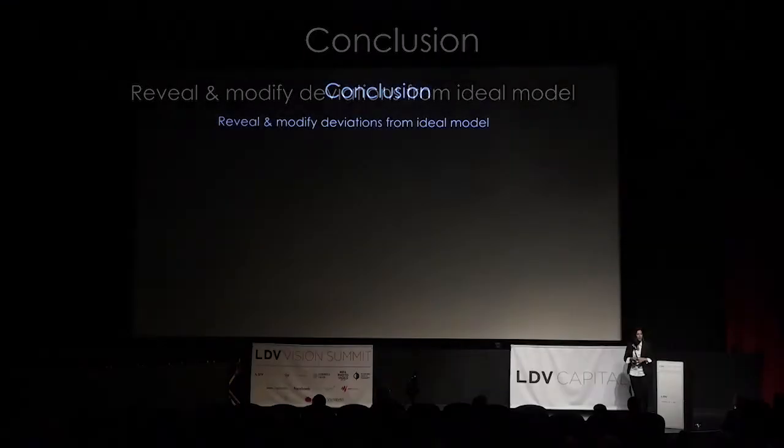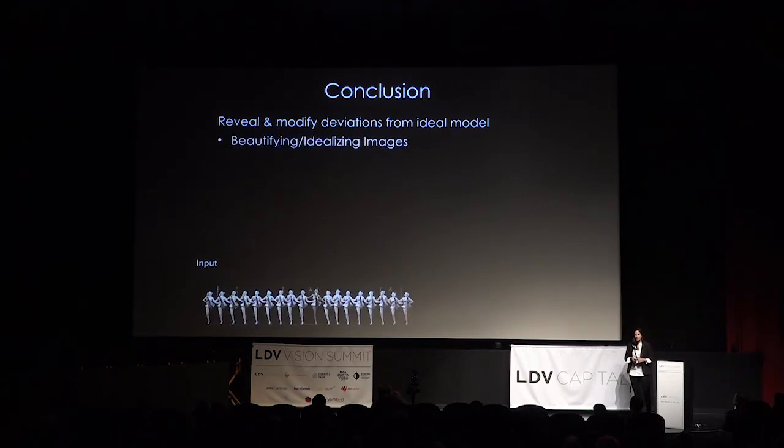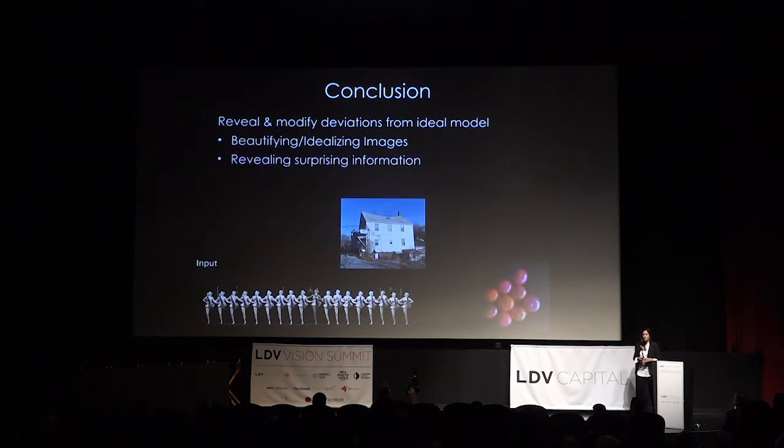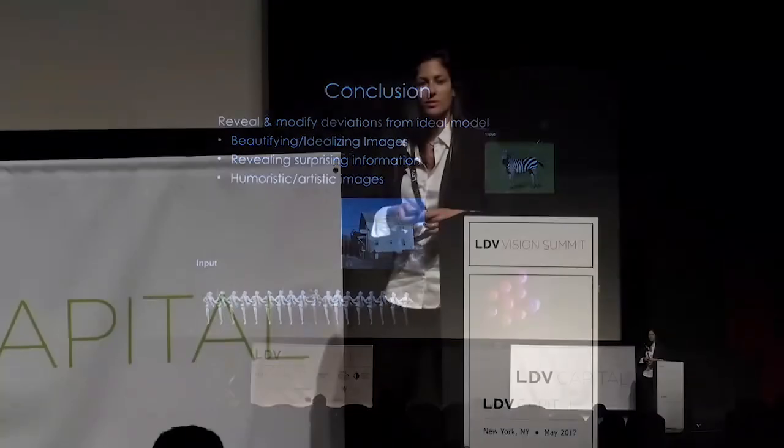I showed you how we can automatically reveal and modify deviation from ideal models, and its applications. We have more applications that I couldn't include in this short keynote, so please see the website. I showed you how we can beautify and idealize images using this tool, how we can reveal surprising information about our world, or create humoristic and artistic images. Thank you.